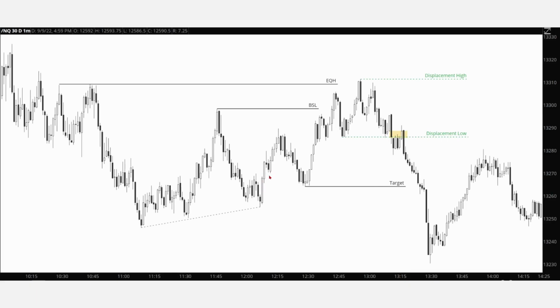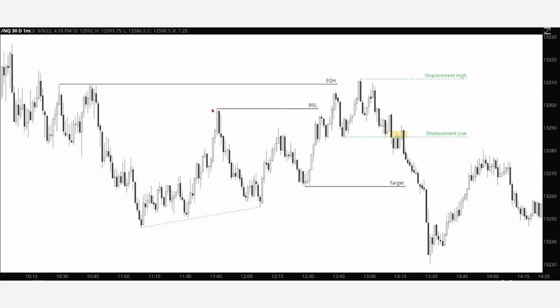You could look to enter right here, although it's not really within the range of this displacement high and this displacement low. So you might want to leave that one alone. And furthermore, it didn't really take any significant liquidity by making this low, so you don't really have much reason to look for a strong reversal back into opposing liquidity.